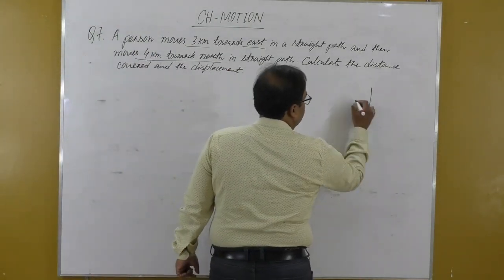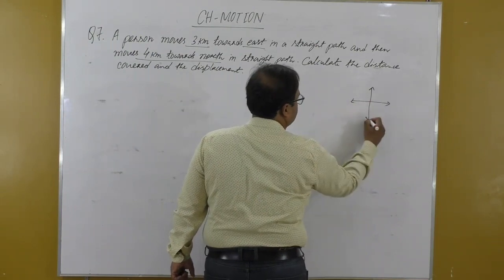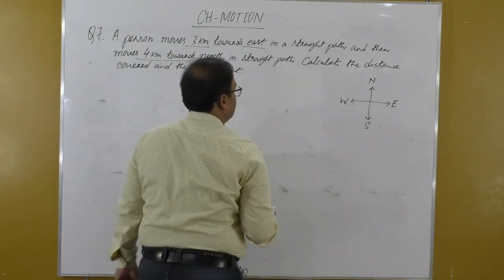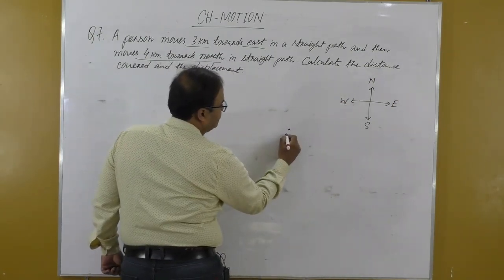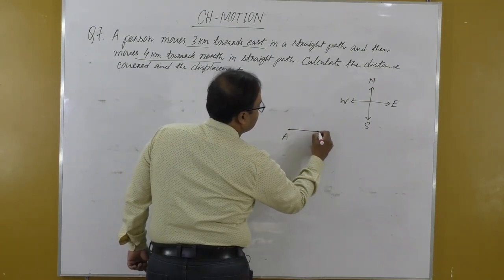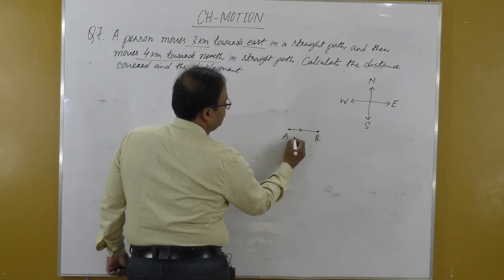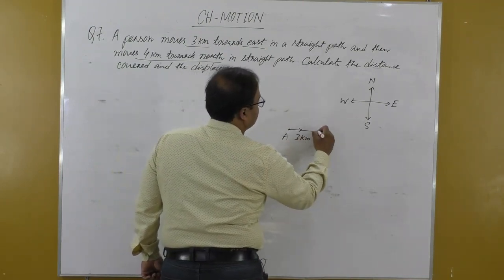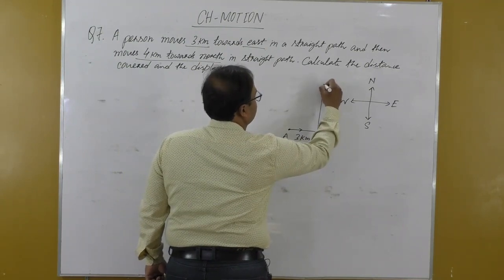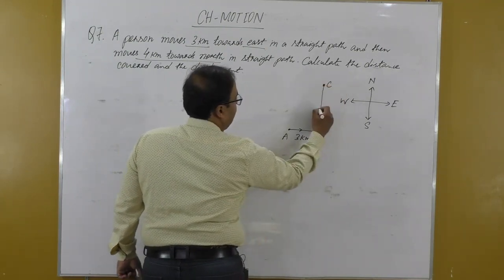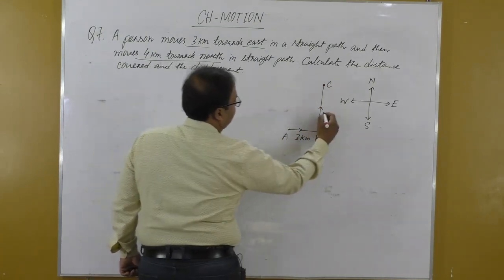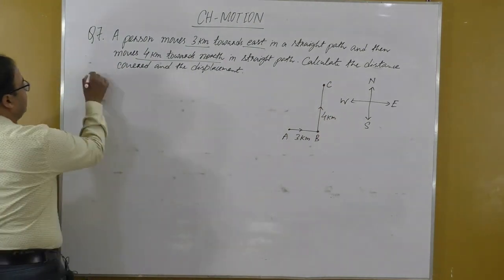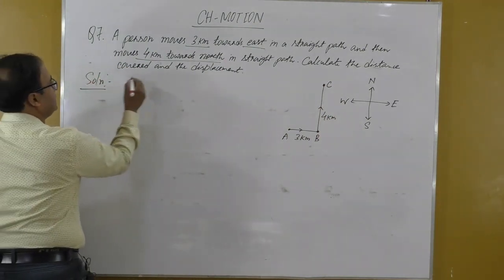So if I consider the 4 directions like this: north, south, east and west. Let the person move from position A to B towards east, and the length of this path is given here, 3 km. Then the person moves towards north, B to C, and here the displacement given is 4 km. So if in the first part it is asked what is the distance covered.